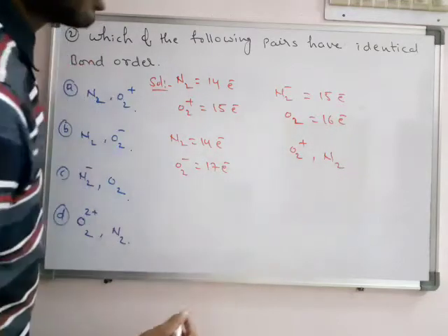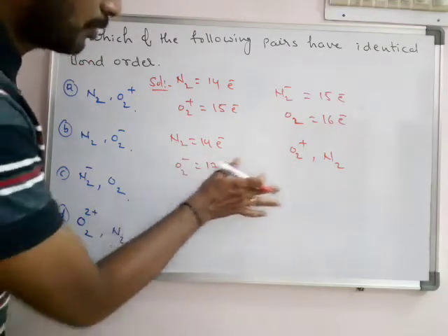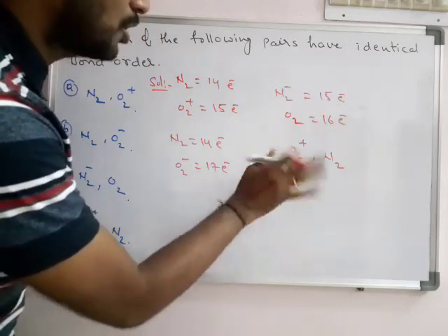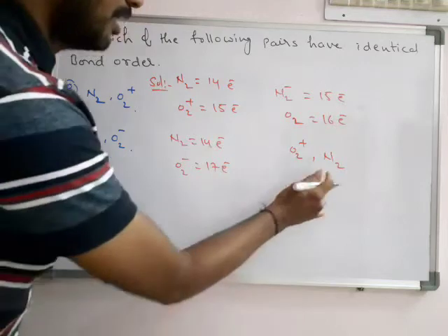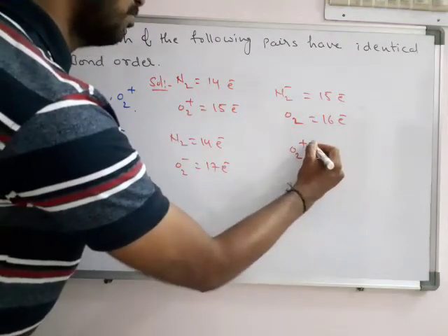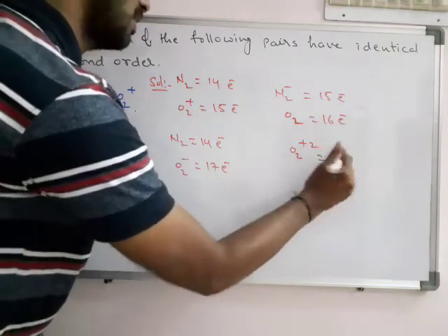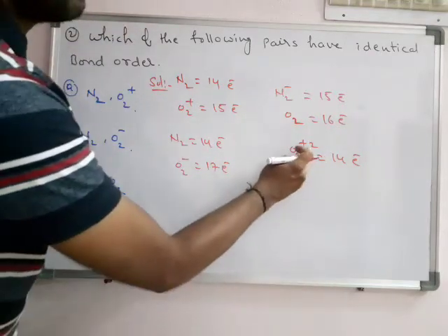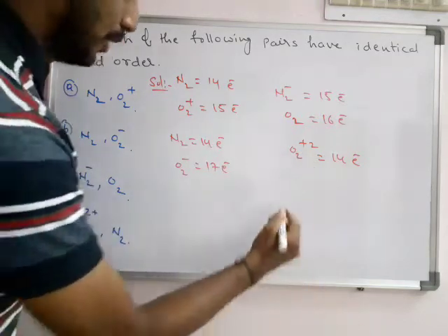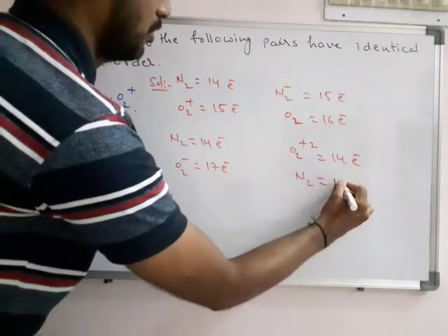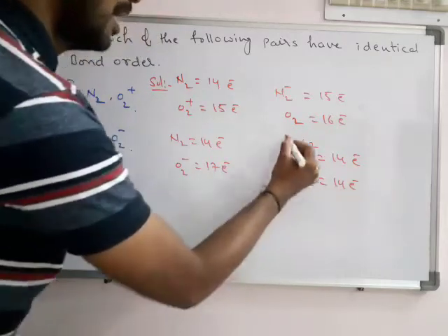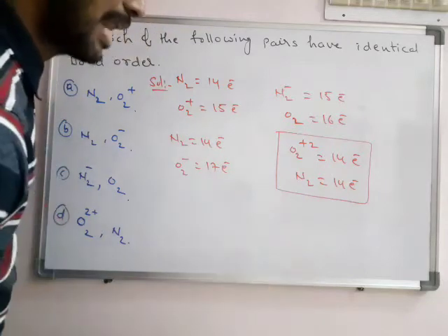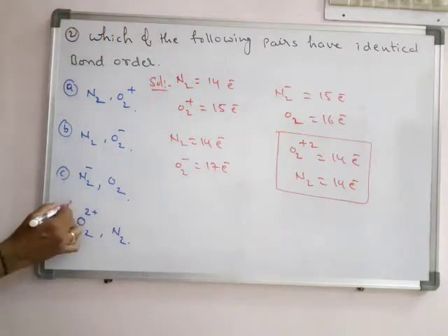Next see O2 plus. We don't need to check all the options. So now here both are more than 14, not equal, so they do not get the same bond order. Here O2 plus 2. O2 plus 2 means how many? It's 14 electrons. 16 minus 2, by losing 2 electrons. N2 is 14 electrons. So both are having exactly the same number of electrons. It's compulsory they are having the same bond order. So it is one option.